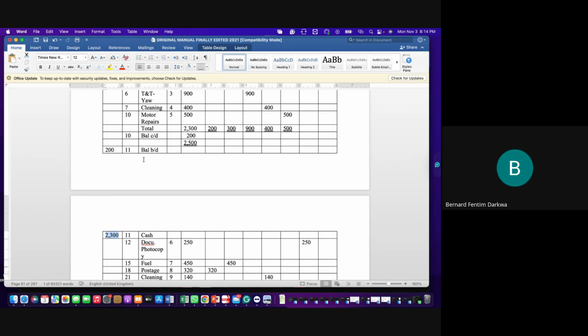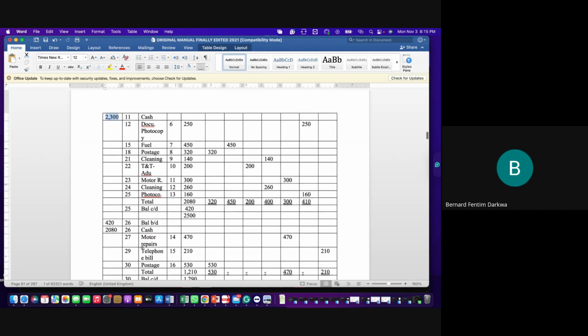Until every time you spend, you balance C/D and then balance B/D. The reimbursement is that you are going to add 2,000 to the 200 balance B/D, so that when you add it, you get 2,500. Then, once you reimburse, you can now record the next transaction.